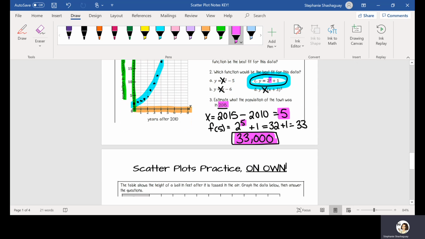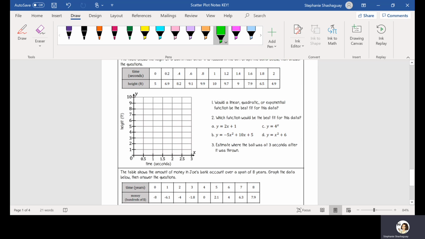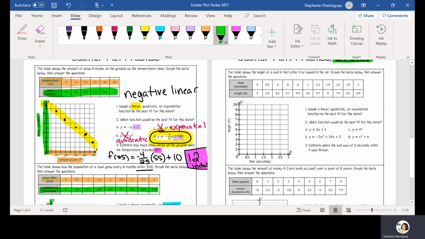Okay. There are 2 more practice problems that I want you to do on your own on the page. So try those on your own, then submit a picture of your notes for today's classwork assignment.